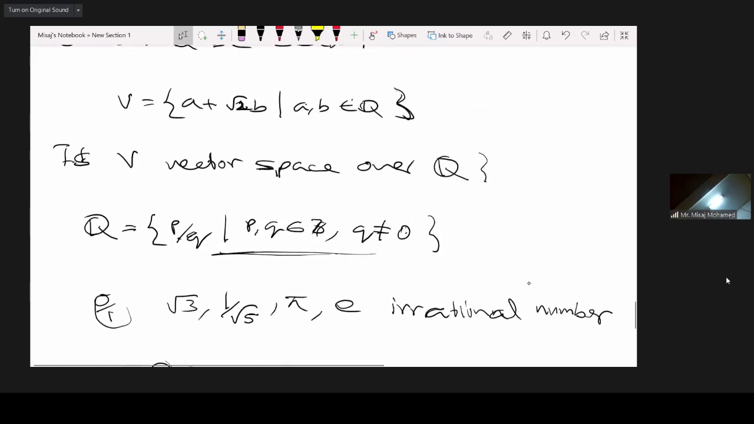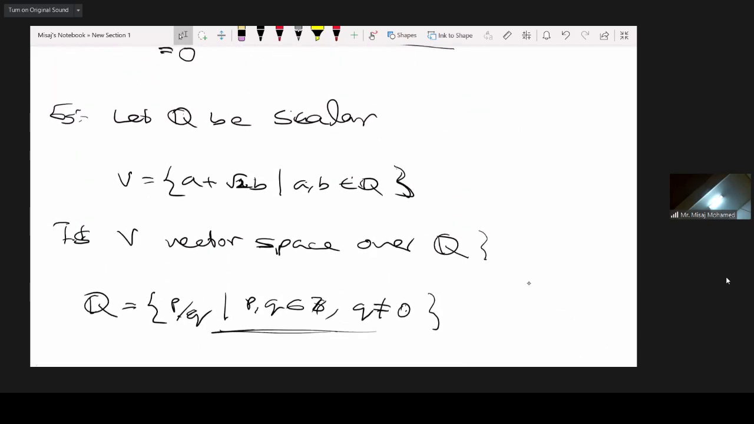So we'll come back to the story here. Is it possible to check whether this is a vector space or not?